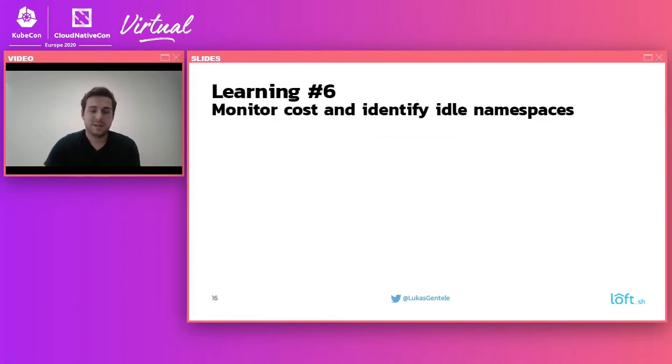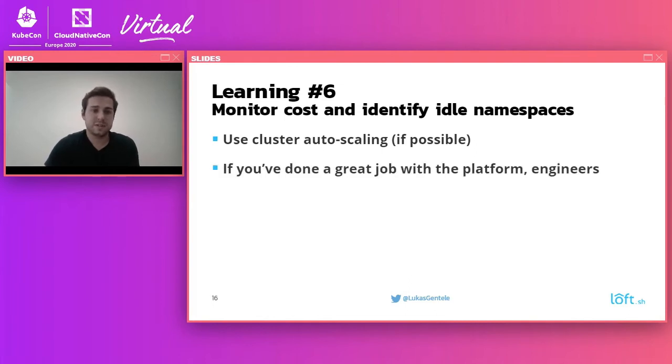Let's get to learning number 6. When your platform is actually up and running, you should really care about cost as well, for the sake of the organization, and really shut down idle workloads. The first thing you want to do is enable auto-scaling whenever possible. If you're on public cloud, that should be pretty easy.